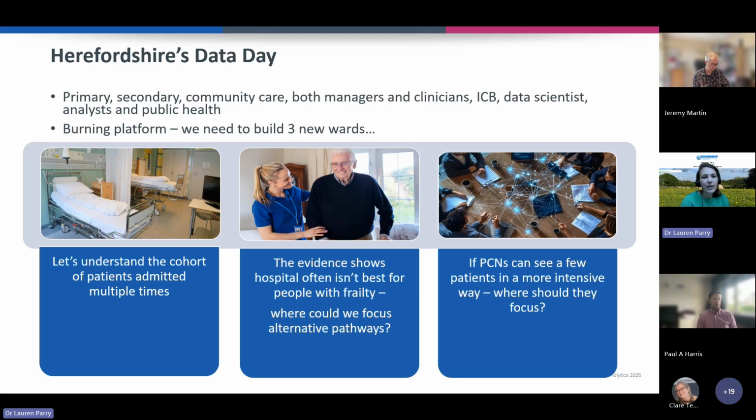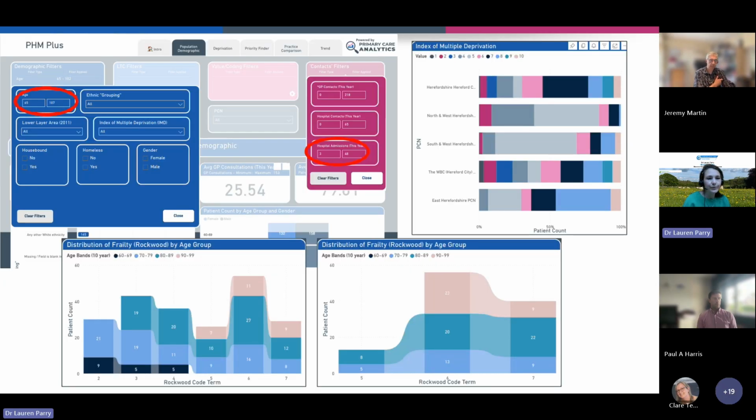We also had a contract whereby we were looking to see if PCNs could focus on more intensive work on a particular cohort. Where should they focus? And this isn't about us stopping people going to hospital. This is about making sure that the right people are seen in the right place. So if I look at this cohort, we are looking here at patients who are over 65 and have had 3 or more admissions.